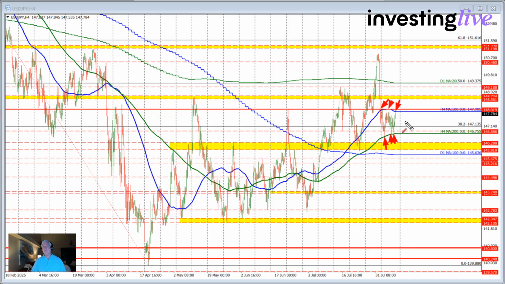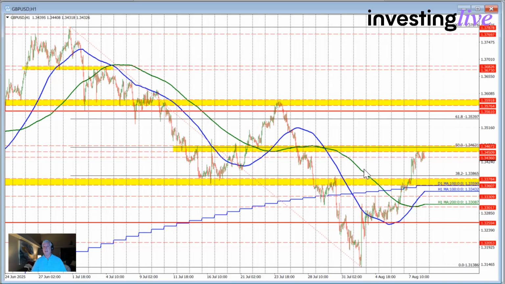So we're going to be looking for a break of the 100-bar moving average with momentum. If we do that, we're going to look for higher levels, including the 200-day moving average. If we break this level, we're going to look for lower levels, including the 100-day moving average, and that's the way it goes. Let's take a look at the sterling versus US dollar to end this video.